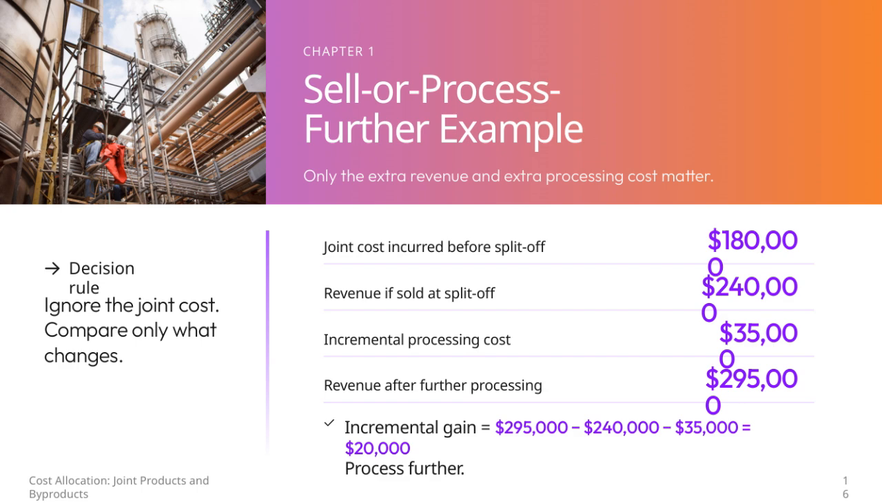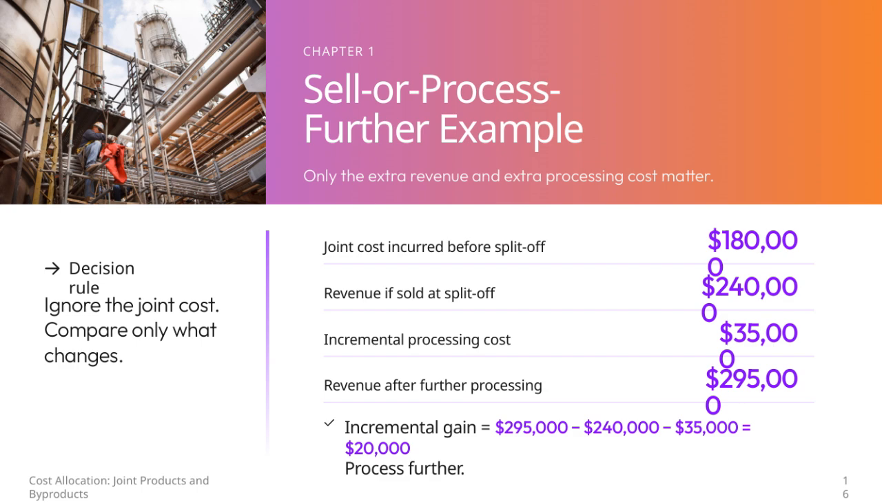So, $295,000 minus $240,000 minus $35,000 equals a $20,000 gain. Because the incremental gain is positive, the best decision is to process the product further to increase overall profitability. The most important takeaway is that only the additional revenue and additional processing costs beyond the split-off point matter in this decision.